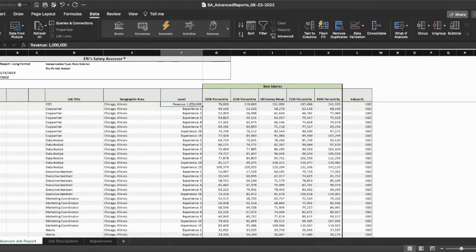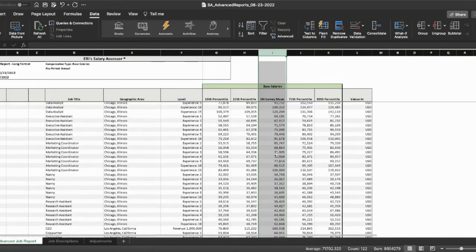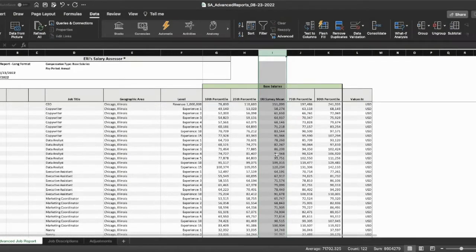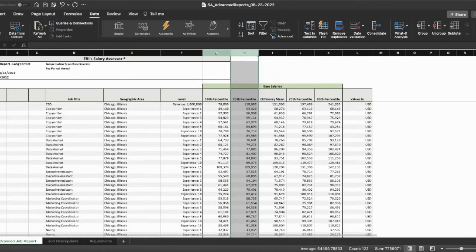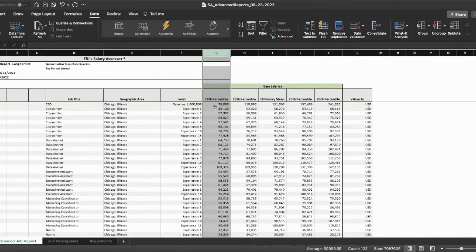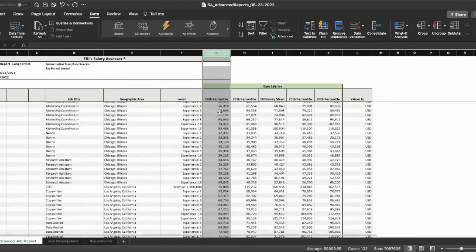So then, getting back to what is your goal? Just a base goal for an organization that is making $1 million a year is this 50th percentile. So the mean. So this is the column that you want to be shooting for if you're at that $1 million mark. If you're at the $500,000 mark, you're looking at the 25th percentile. And if you are under $500,000, then you're looking at the 10th percentile.